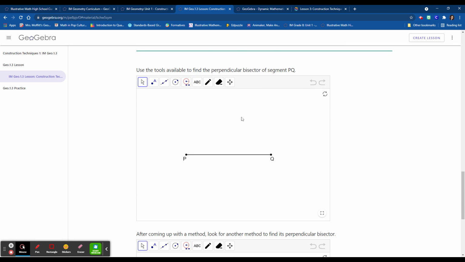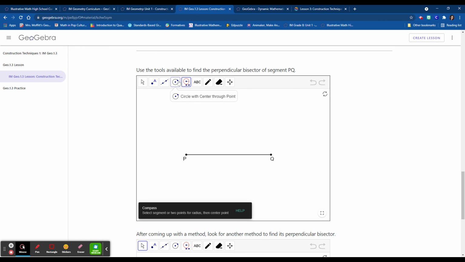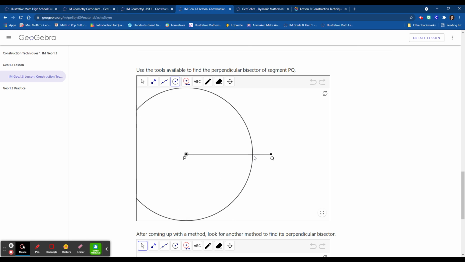All right, I would like you to come on to this next task here. This is where we're actually going to construct a perpendicular bisector. So we're going to use the idea of our segment PQ with perpendicular bisectors. We're going to use the idea of having congruent circles to figure out maybe where a midway point would be. So I'm going to use, let's do circle with the center through a point. And I'm going to draw a circle that has a center at P and a radius of length PQ.